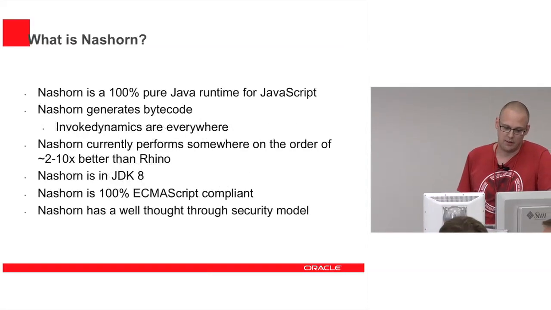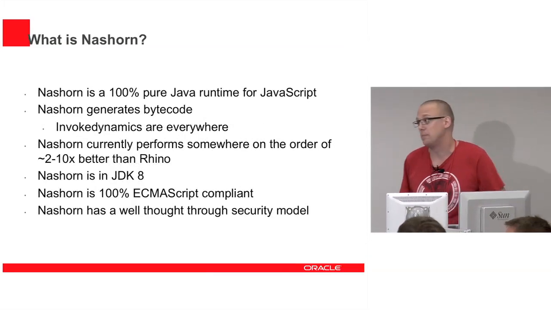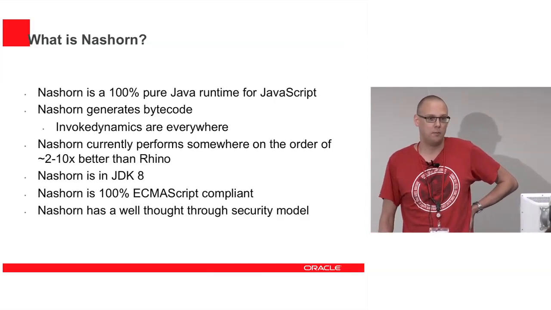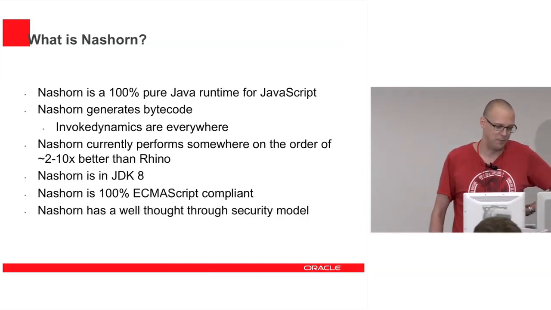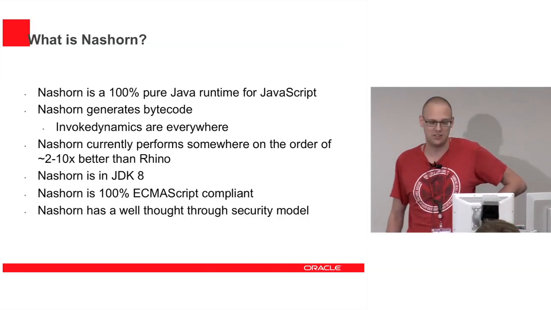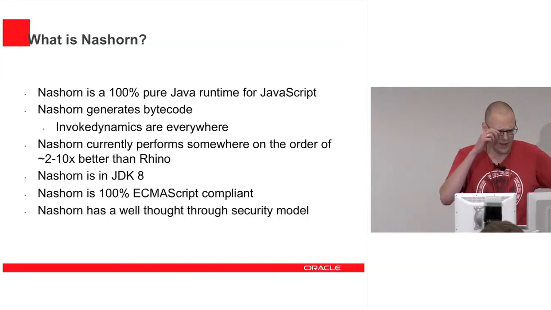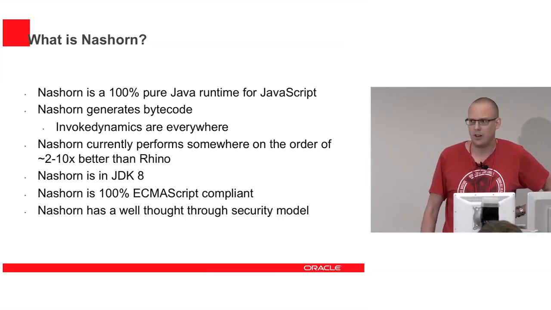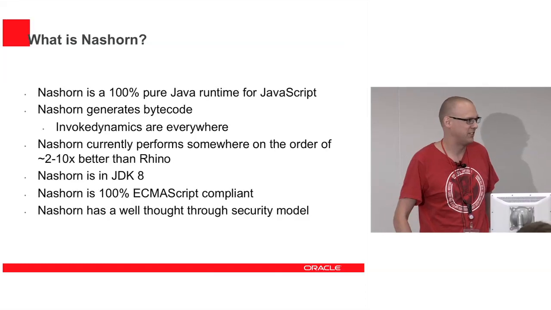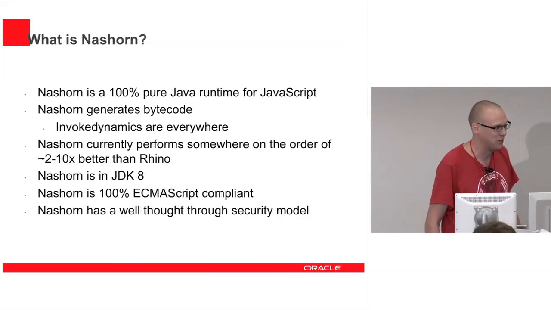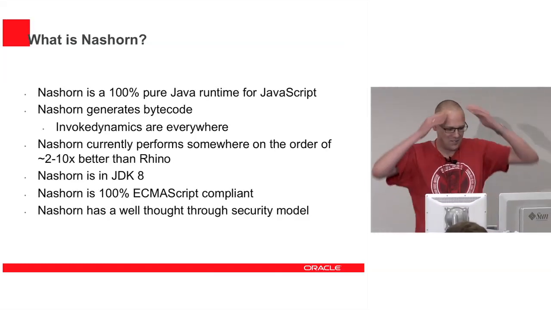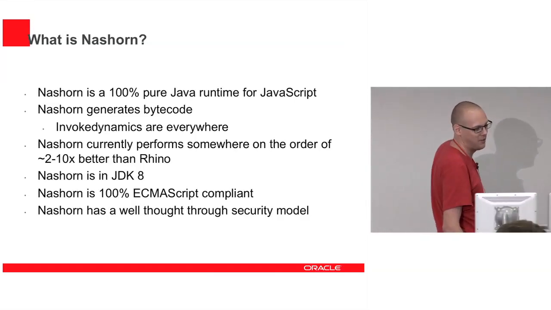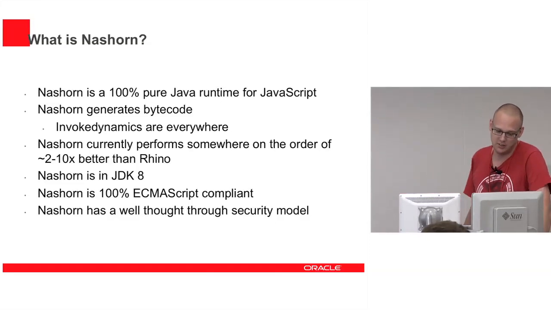So what is Nashorn and why? It's a 100% pure Java runtime for JavaScript, and it generates bytecode. It compiles JavaScript scripts to bytecode, and it is one of the world's biggest producers of invokedynamic bytecodes, for better or for worse. Perhaps every 10th bytecode is an invokedynamic in our output code. And without too much performance tuning having taken place yet, since unlike the Truffle guys, we have no luxuries of not having to care about security and stuff, so we've been a bit busy with other things. But Nashorn currently performs somewhere on the order of 2 times better than Rhino out of the box right now. And it's integrated into JDK 8.